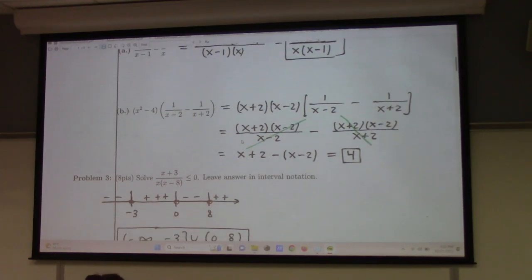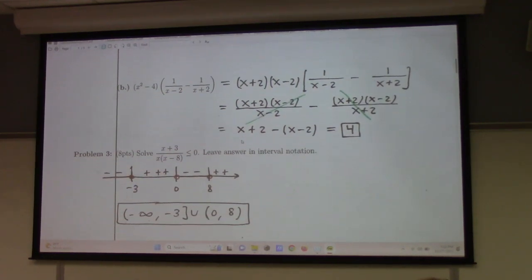Problem 3, we've got critical numbers minus 3, 0, and 8. 0 and 8 must be excluded from the solution set because they give you division by 0. Minus 3 is fine, that just gives us 0. So I plug in some points, I get plus, minus from the sign flip theorem. Then I'm looking for where it's negative, which gives me minus infinity to minus 3, unioned with 0 to 8. Again, I exclude 0 and 8 because that would give me division by 0, and I include minus 3 because that would give me 0, which I want as a possibility here.